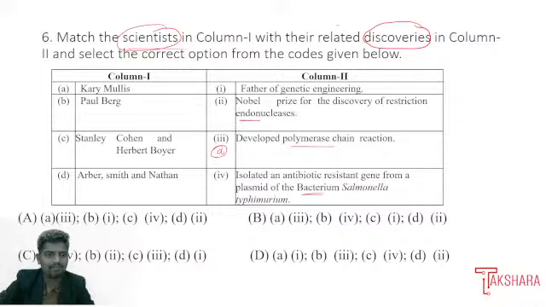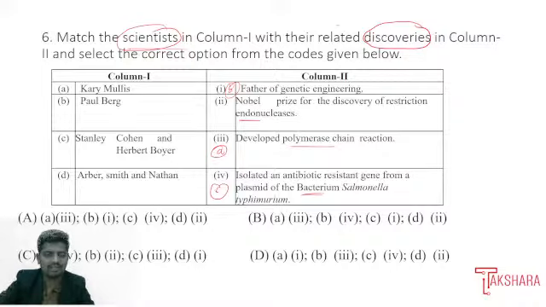Okay, and coming to the second one, Paul Berg is the scientist we call the father of genetic engineering. And coming to Stanley Cohen and Herbert Boyer, they first isolated the antibiotic resistance gene, with the example of the bacterium Salmonella typhimurium. So that is option C, matching with the fourth one.